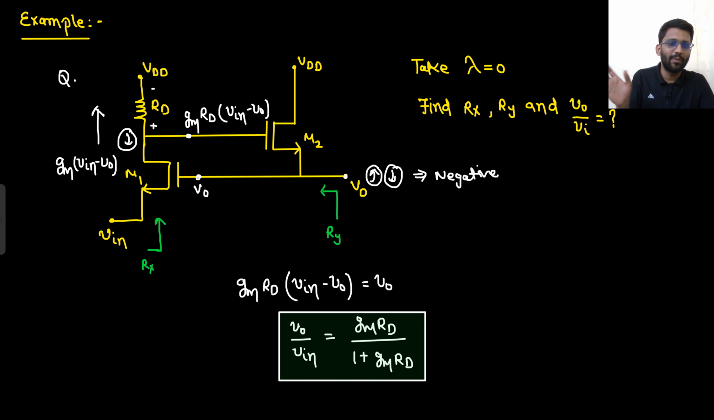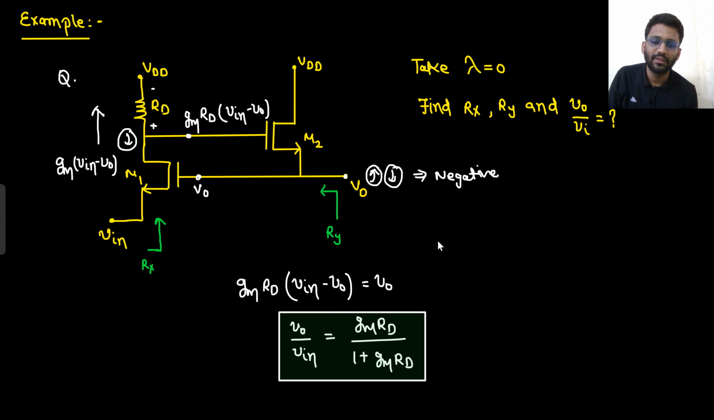Did you use any concept of feedback topology? You just said that V naught is coming, V in is coming, then you put the voltage there and you are getting the final output. That's it. What kind of feedback topology is there? The voltage is being sampled and it is being mixed with the input voltage only, in form of voltage only. So there is voltage feedback.